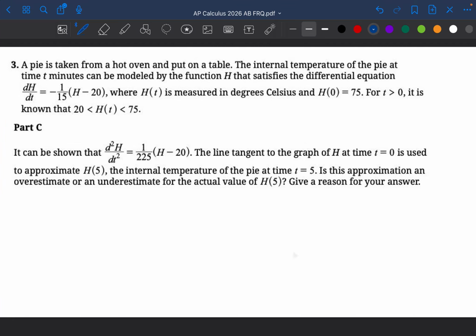Part C. It can be shown that the second derivative equals 1/225 times h minus 20. The line tangent to the graph of h at time 0 is used to approximate h of 5, the internal temperature of the pie at time t equals 5. Is this an approximation, an overestimate, or an underestimate for the actual value of h of 5? So what we're asked to do is to use the second derivative test.